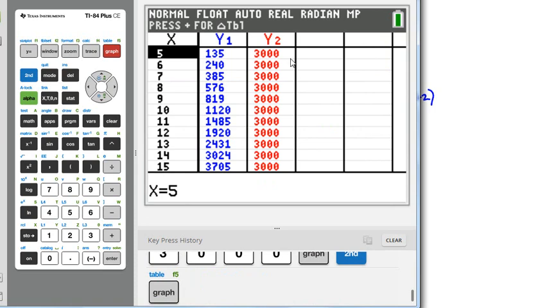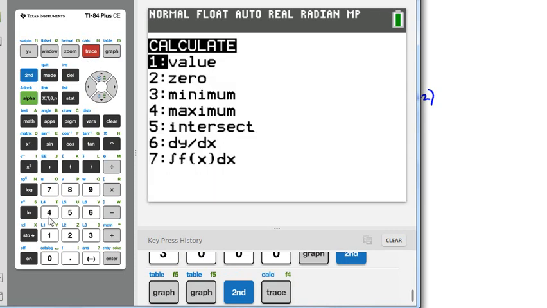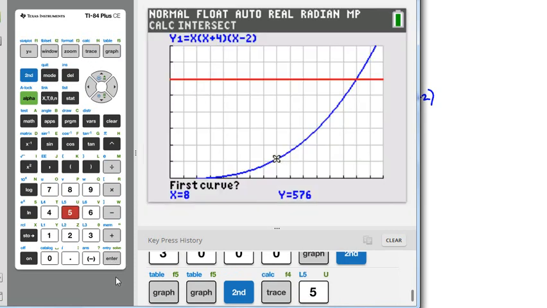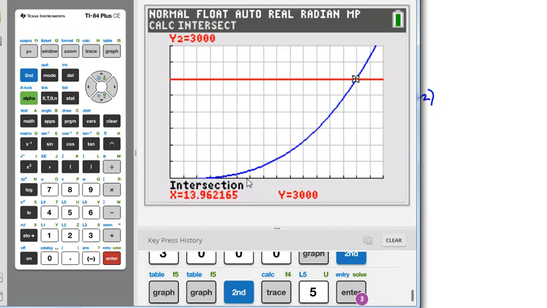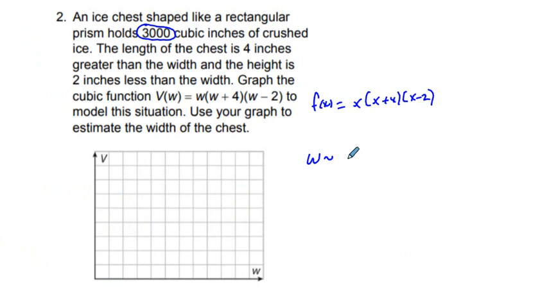inches, and we can get it more precisely by going back to graph, second, trace, 5 for intersect, and then enter, enter, enter, and so 13.962 inches. So about 14 inches, and it really doesn't give us any estimating things. We could use different things.